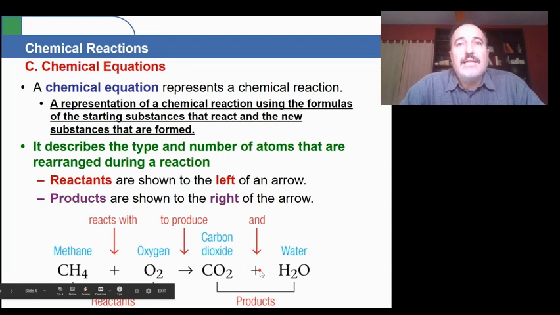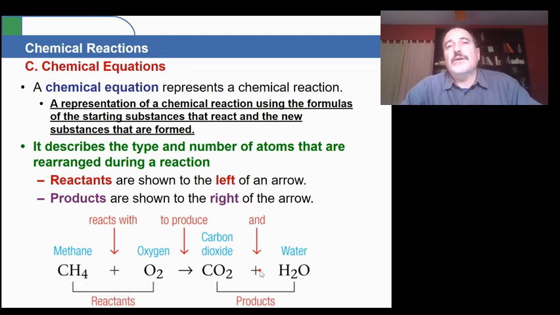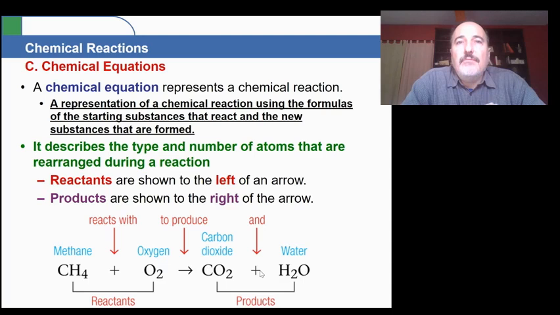Now, you could have something like this, which is known as a skeletal equation, or an unbalanced chemical equation, that just tells you what the reactants are and what the products are. You could have a word equation that doesn't use formulas. It just uses words and might describe it in a sentence, like methane reacts with oxygen to produce carbon dioxide and water.